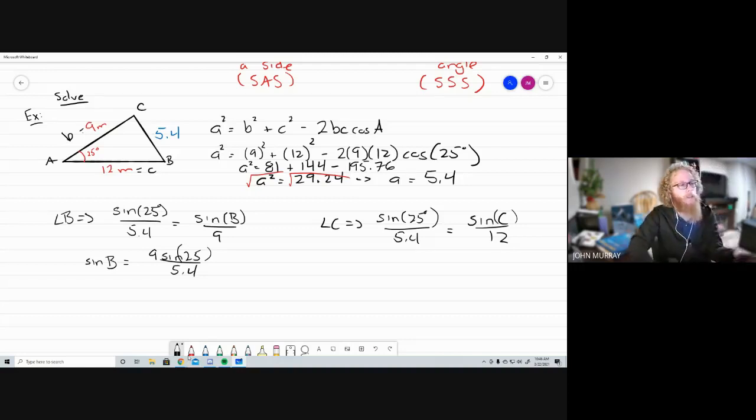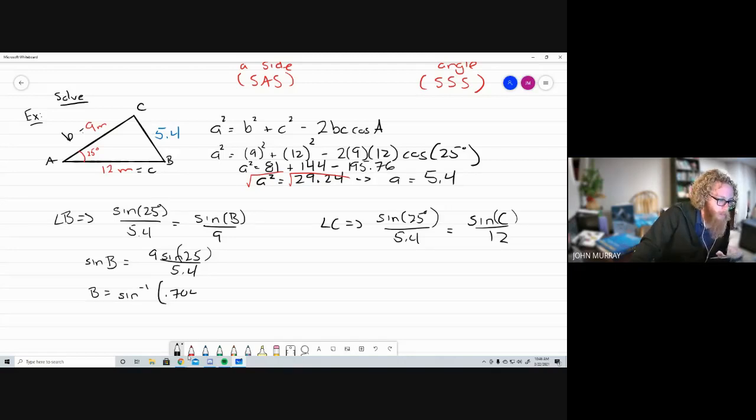Just remember, after you calculate the right side, so 9 times the sine of 25 divided by 5.4, you're going to have to take the inverse sine to solve for the angle. So take the inverse sine, and I got angle B to be approximately 44.8.